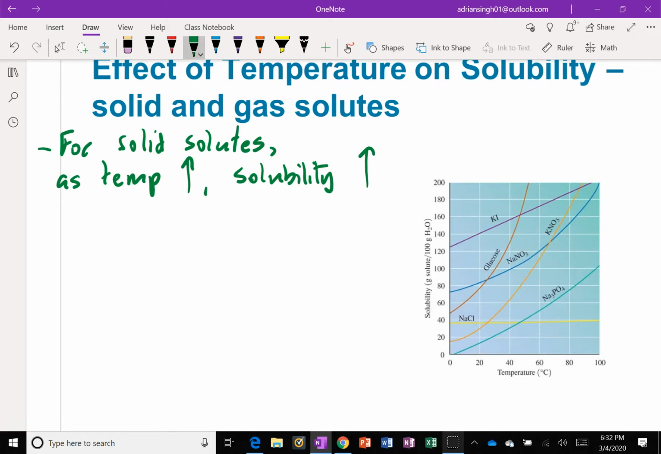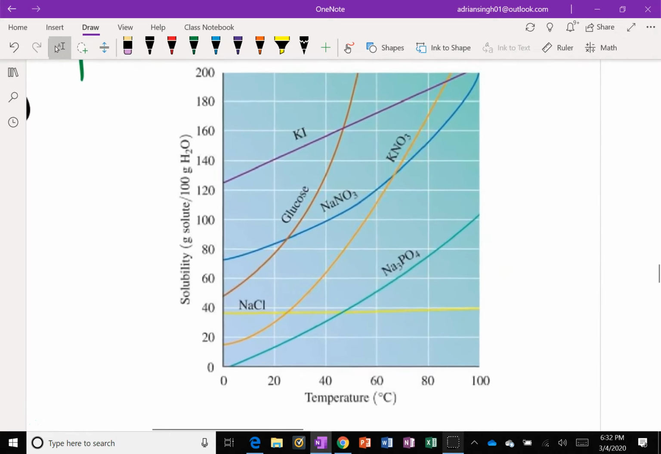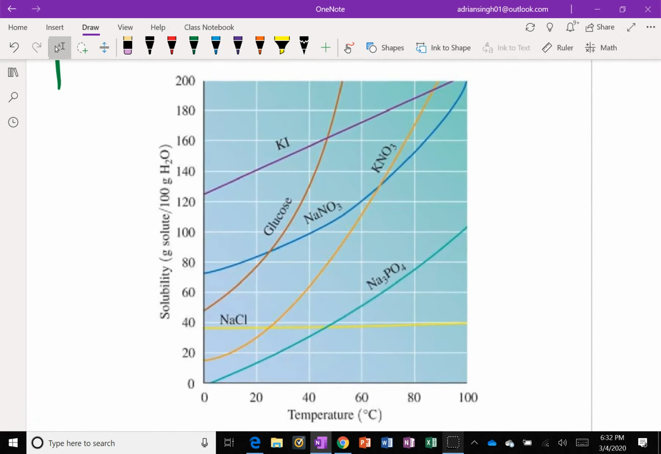Monday lab people, what do you call that type of relationship? Direct or inverse? Direct. This is a direct relationship. Wednesday people, you're going to see this tonight, a bunch of them. So if you take a look at our graph here on the right side, you can actually see how the solubility changes as a function of temperature. Right? So on the x-axis we have increase in temperature, on the y-axis we have solubility. And these are all solid solutes.